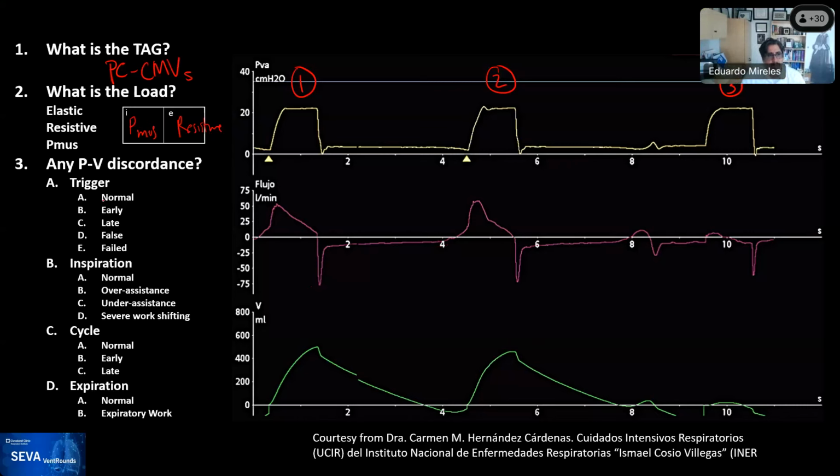And there's other items. So if we go to the PV discordance, let's go to the trigger. And this one has several abnormalities in terms of trigger. And I'm gonna just enter what you see in terms of trigger. Do you see any trigger that it's early, late, false, or falsified?